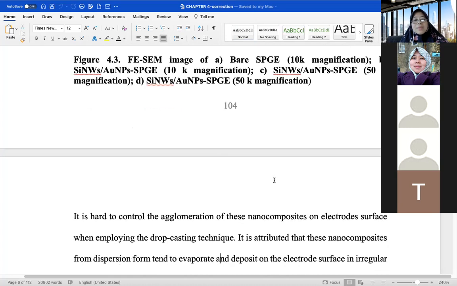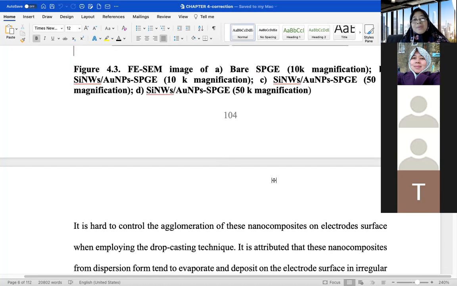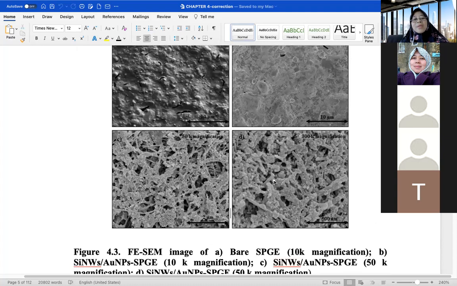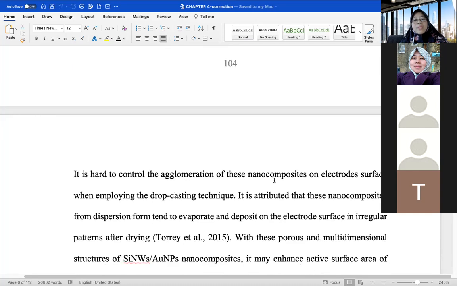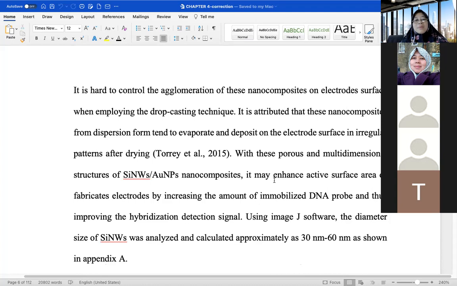Again, a caption. Okay, so you can tell storytelling is hard to control the agglomeration of these kinds of composites, because you're trying to tell what is actually in the picture. So you observe agglomeration. You tell people why that agglomeration is difficult to control, and why it is attributed to this nanocomposite dispersion tending to evaporate and deposit. Why? And then you want to talk about the porosity.